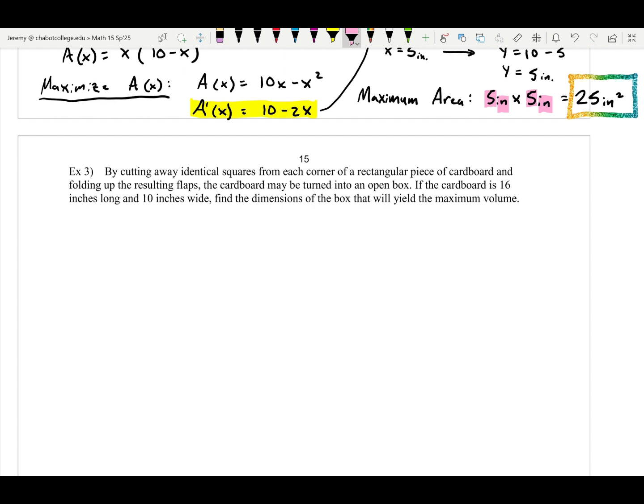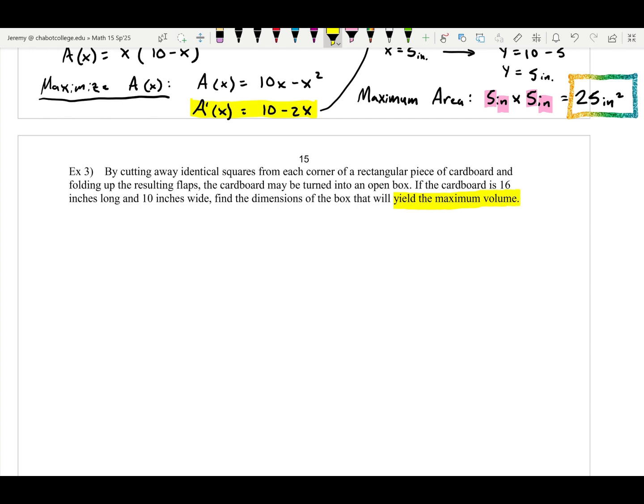By cutting away identical squares from each corner of a rectangular piece of cardboard and folding up the resulting flaps, the cardboard may be turned into an open box. If the cardboard is 16 inches long and 10 inches wide, find the dimensions of the box that will yield the maximum volume. Okay, so right away I can tell I'm trying to maximize volume.